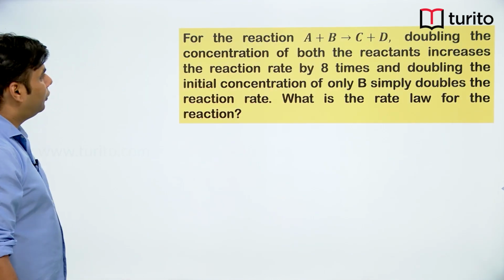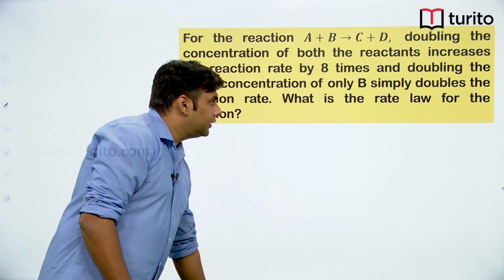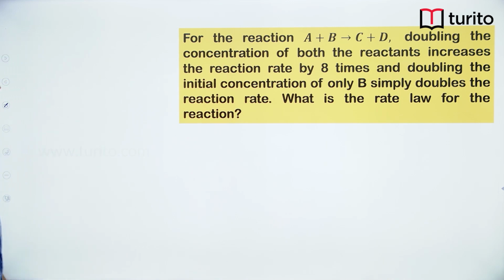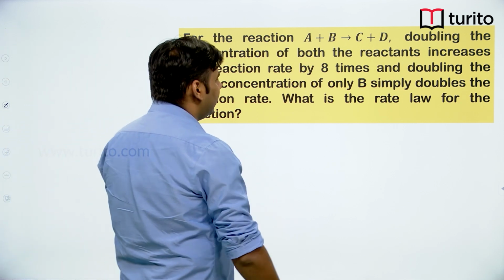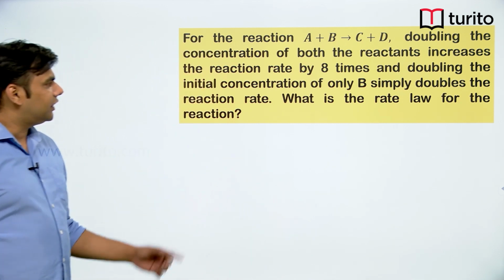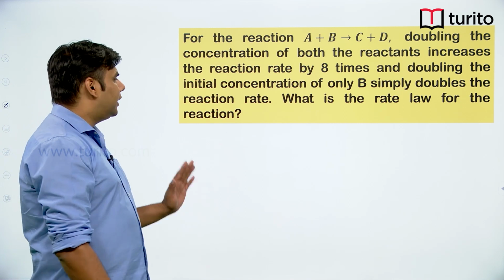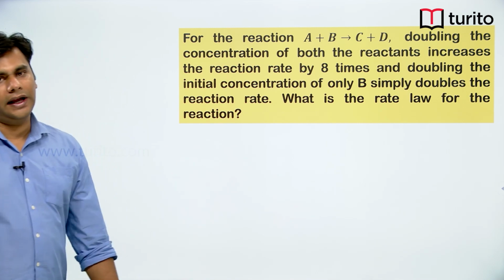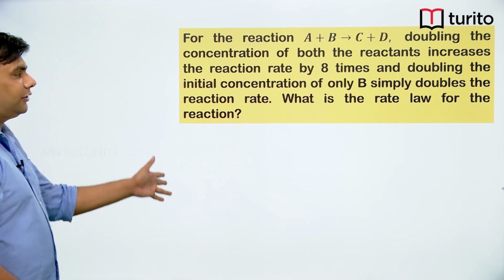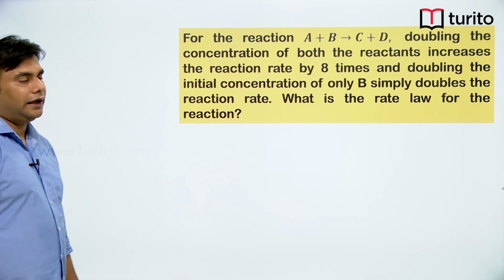Now before going to molecularity, just take this question to understand the concept of order. It says that for the reaction A plus B changing into C plus D, doubling the concentration of both the reactants increases the rate by 8 times, and doubling the initial concentration of only B simply doubles the reaction rate. What is the rate law for the reaction? This is how we experimentally calculate rate.